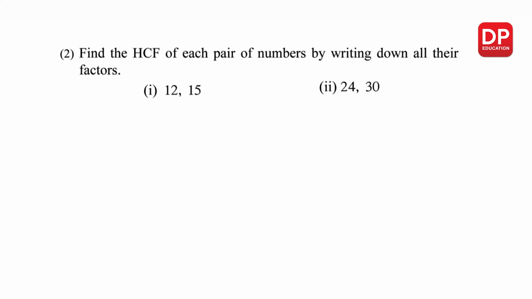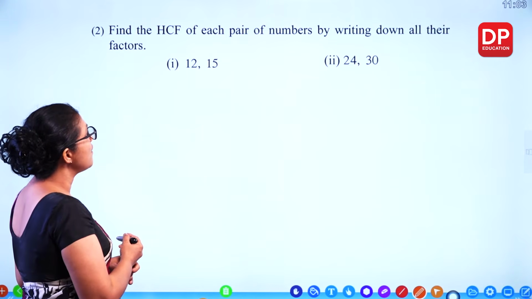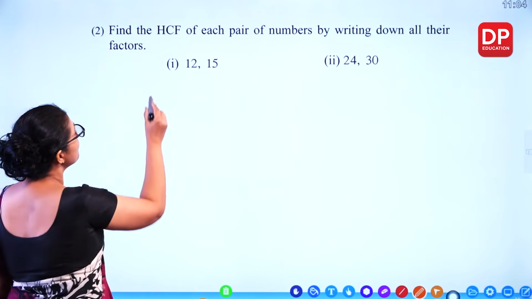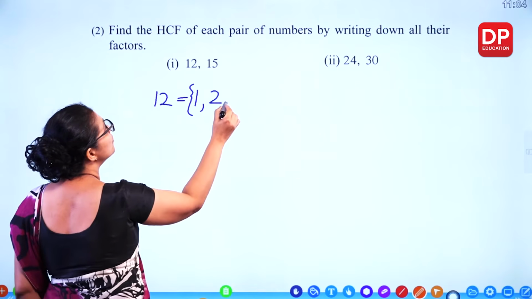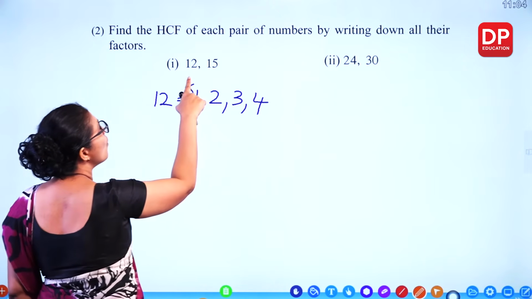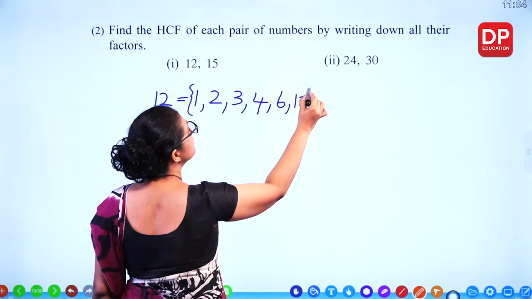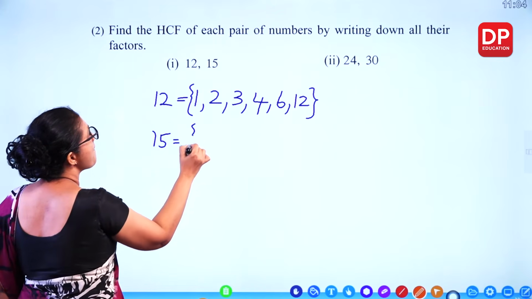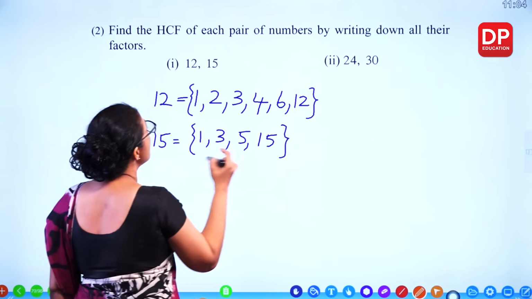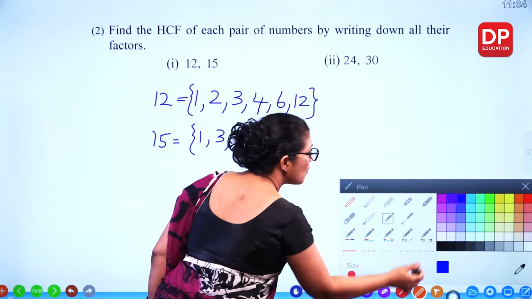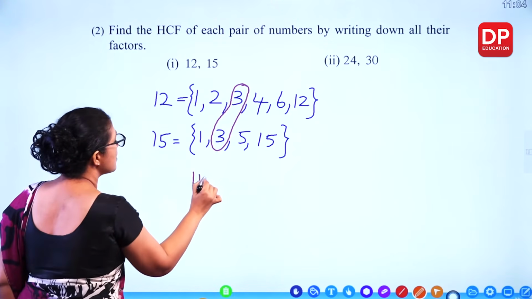Find the highest common factor of each pair of numbers by writing down all their factors. So you need to write down all factors and find out the highest one. 12. What are the factors? 1, 2, 3, 4, 6. What else? Then 12. 15. What are the factors? 1, 3, 5 and 15. Now, out of these, what's the highest one? Highest one, 3. 3 is the highest common factor.